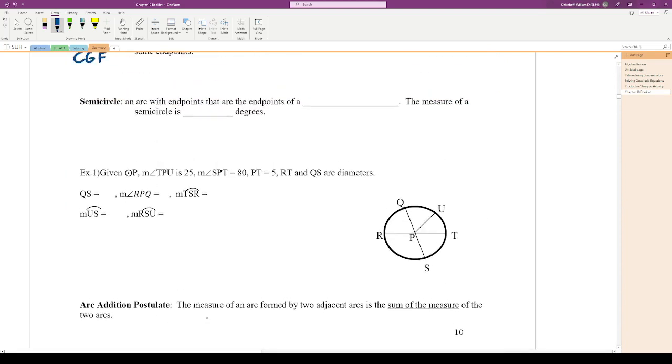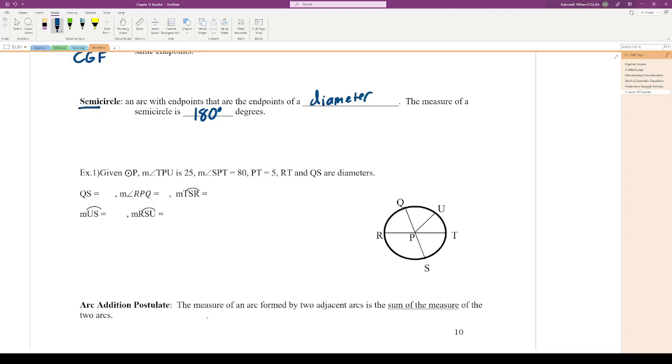A semicircle is an arc that splits the circle exactly in half. So it's an arc with endpoints that are the endpoints of a diameter, and it's always 180 degrees. It's exactly half of the circle. And in any given circle, we can draw infinitely many diameters depending on where the 2 points are. We just have to go through the center. So technically there's infinite ways to divide a circle into 2 semicircles depending on what diameter we choose.